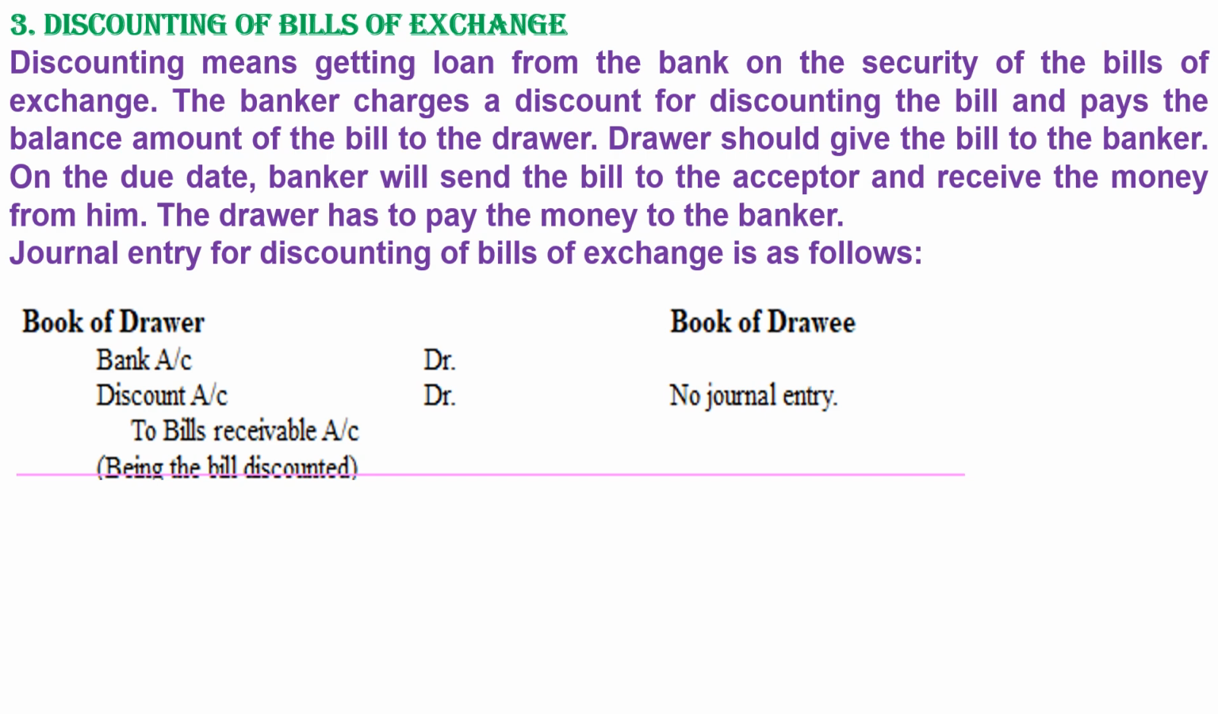Drawer should give the bill to the banker. On the due date, the banker will send the bill to the acceptor and receive the money from him. The drawer has to pay the money to the banker. Journal entry for discounting of bills of exchange is as follows.